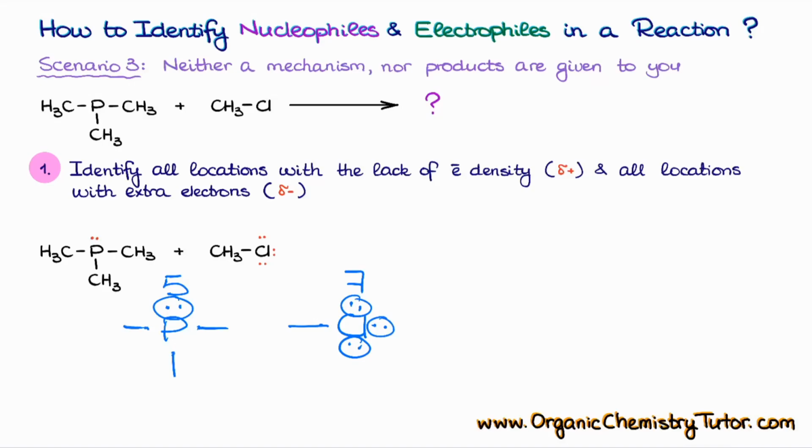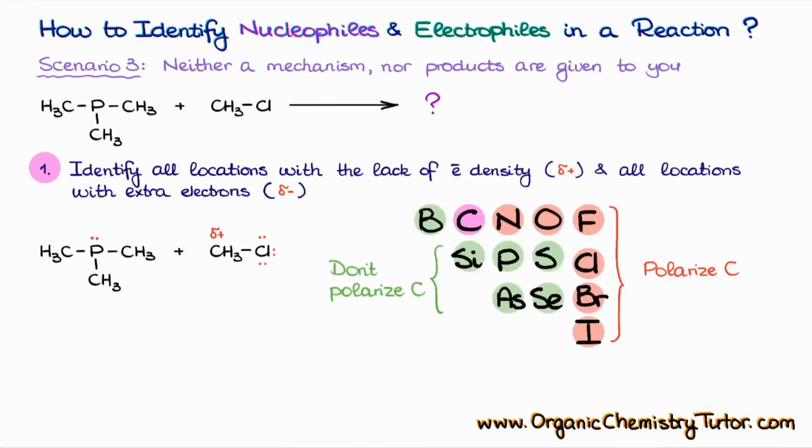There is, however, a simple trick. So here I have a part of the periodic table with non-metals, that you can normally see in the organic molecules. And in this little piece, little triangle of the periodic table, I have highlighted elements in different colors. The red elements are the ones that are going to add a significant delta plus on your carbon. The green elements, however, won't be able to polarize carbon sufficiently, so those bonds won't really do much for the electron density on the carbon in most cases.